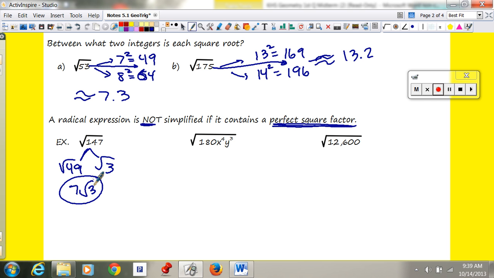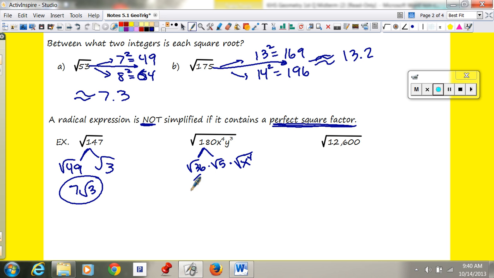This one gets a little trickier because you've got your x to the 4th, you've got your y to the 3rd. I could break down radical 180. I'm going to give you a hint. 4 would work, 9 would work, but what's 4 times 9? 36 would be your best one, and that is a perfect square. So I would do radical 36 times radical 5, and I would leave the x to the 4th, because what do you think the square root of x to the 4th is going to be? Just x squared. It's going to come out, because x squared times x squared is x to the 4th.